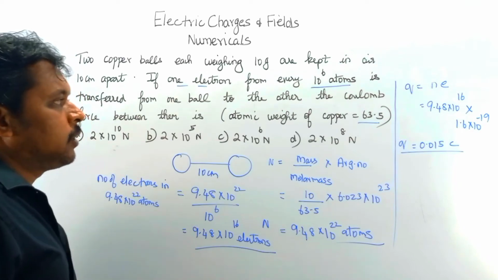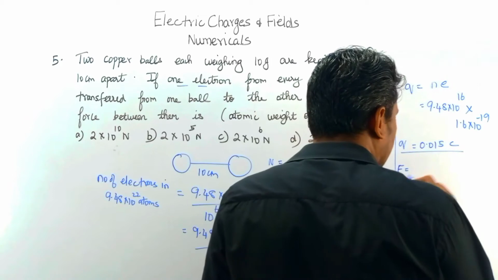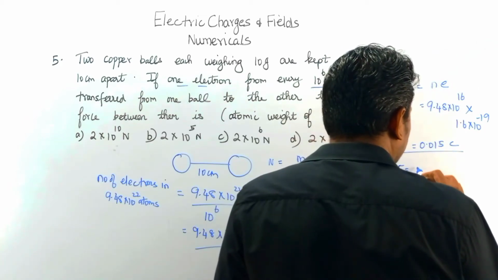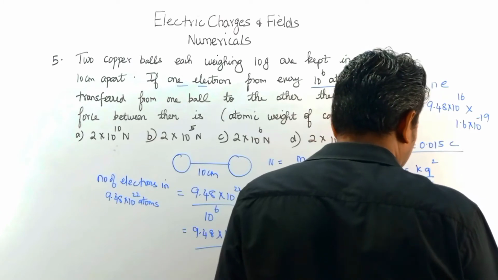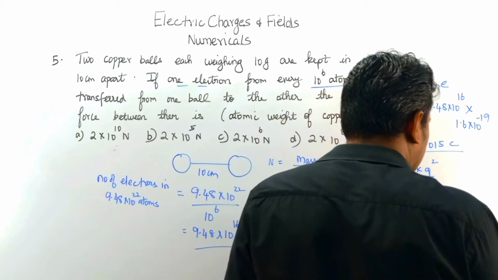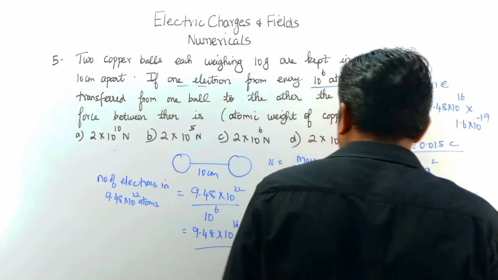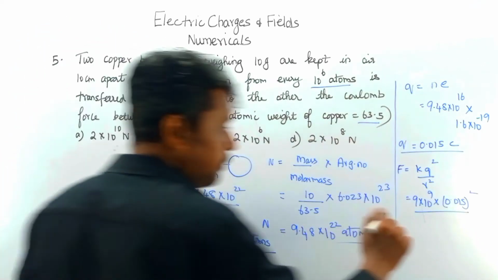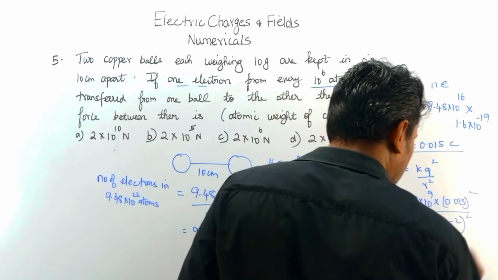When the charged particle... so it is easy to find the Coulomb force. So the Coulomb force is given by F is equal to k q square by r square. You know the k value is 9 into 10 power 9, into the charge 0.015 whole square, by the distance, which is given as 10 centimeter. So convert into meter: 10 into 10 power minus 2 whole square.